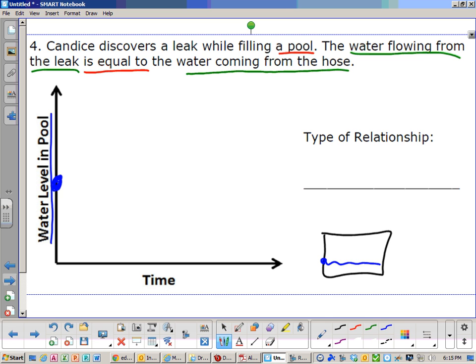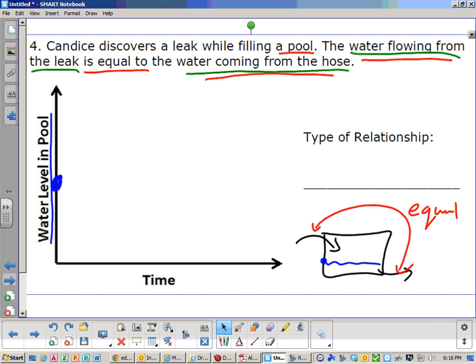If the water flowing from the leak is equal to the water coming from the hose, what's going on here? So you got water going in and water coming out. And those two items are equal. What will happen if the water flowing in is equal to the water coming out? I'll let you figure it out. Don't forget also, once you're done, to tell me the relationship. Is it linear, quadratic, etc.?